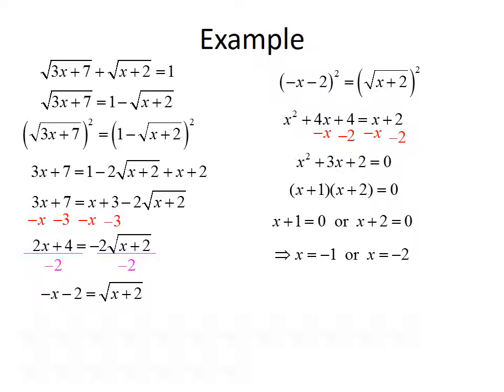But remember, since we had square roots, since this was a radical equation, we need to check both of our answers. So I'll leave that as an exercise for you. Check and see which of these answers are true. And you should have found that x equals negative 2 is the only true solution.